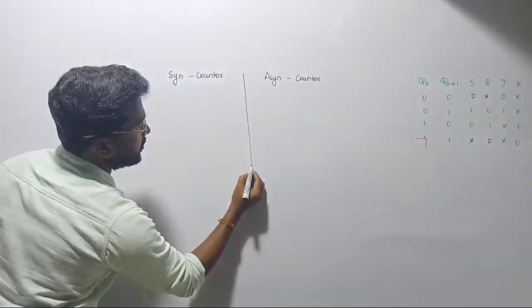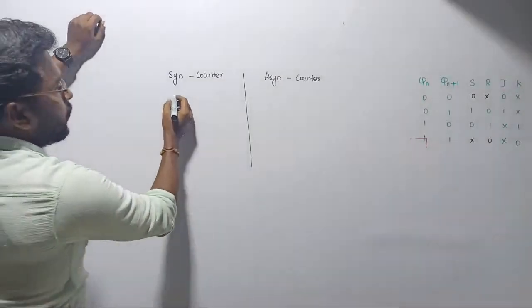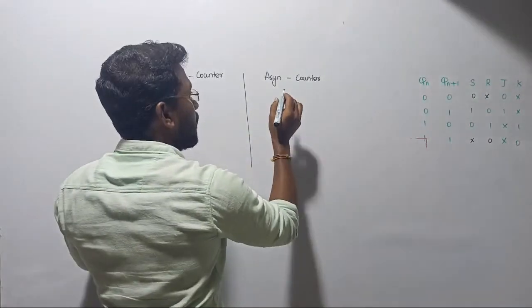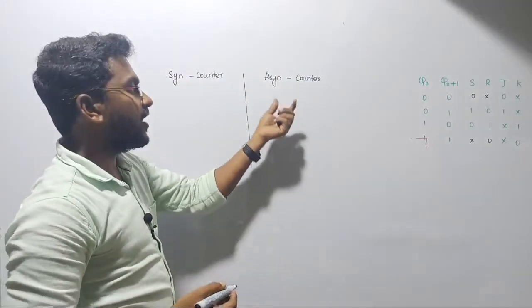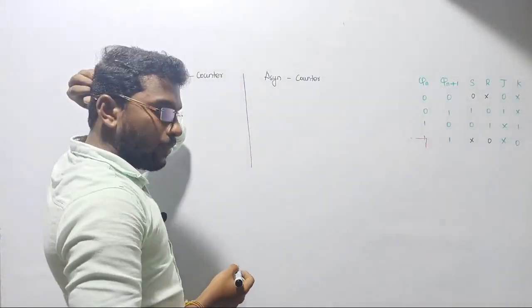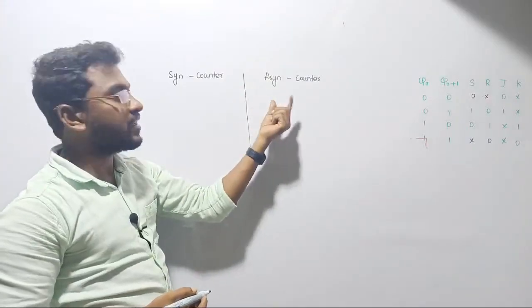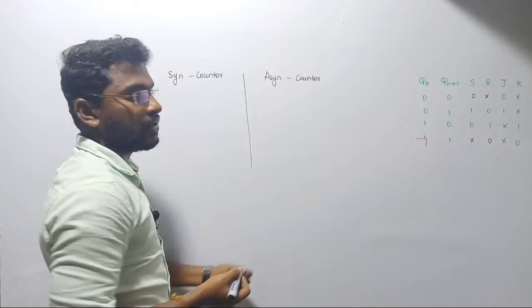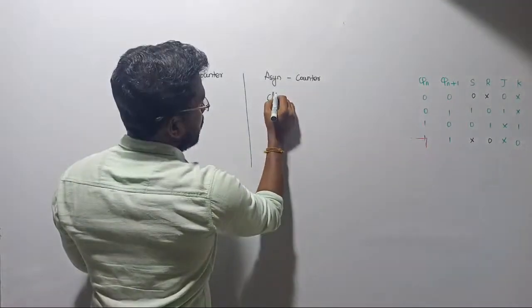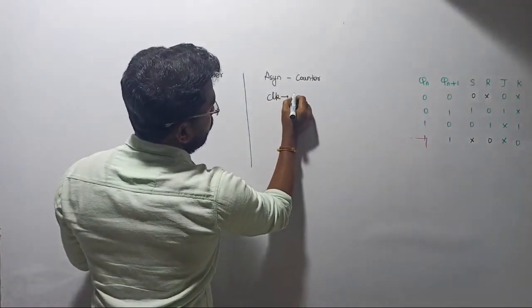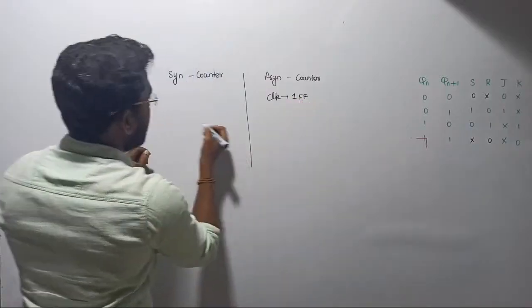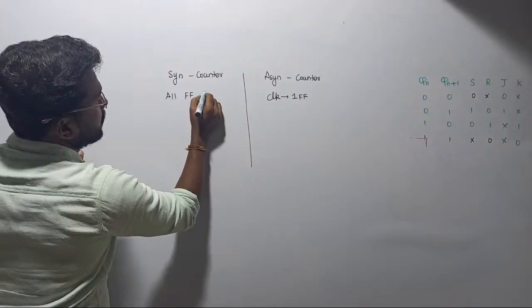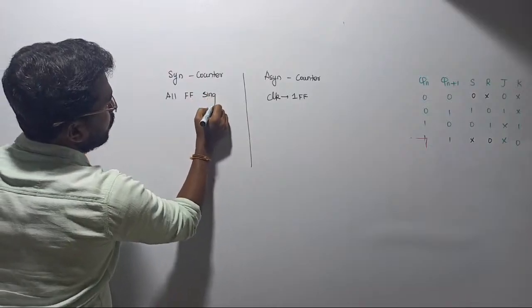The major difference is, here all flip-flops will be synchronized at a single clock, right? Whereas if you observe the asynchronous counter, flip-flops are not simultaneously triggered, right? That is, only the first flip-flop will be triggered with the help of the clock pulse, right? The clock pulse is going to trigger only the first flip-flop. Whereas here all flip-flops will be synchronized together, right? All flip-flops have a single clock.